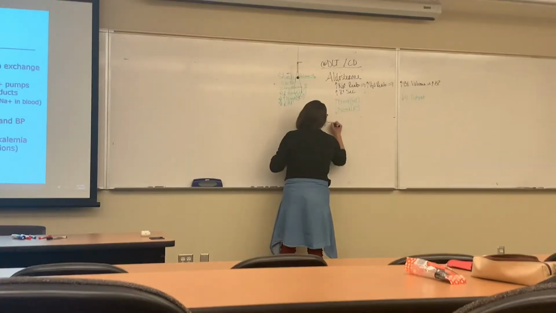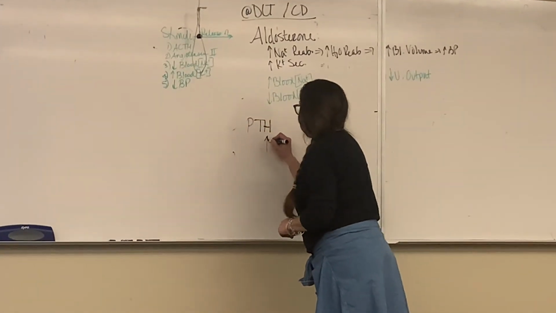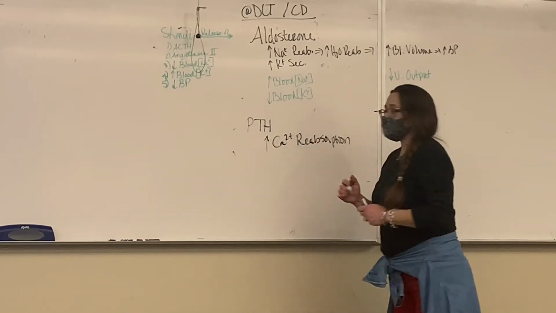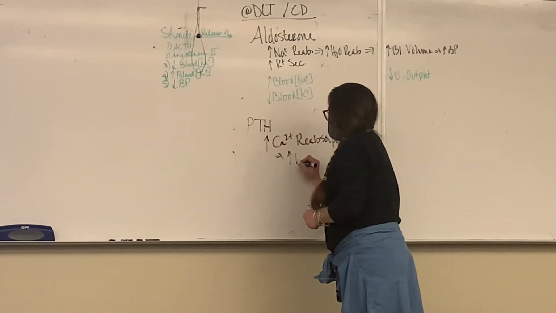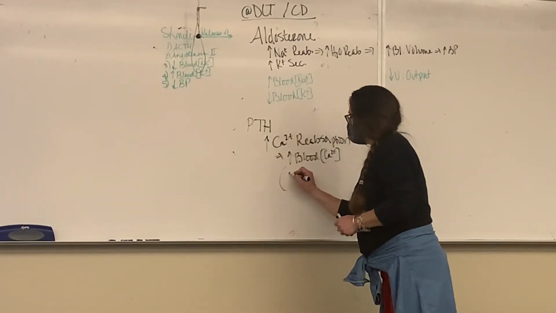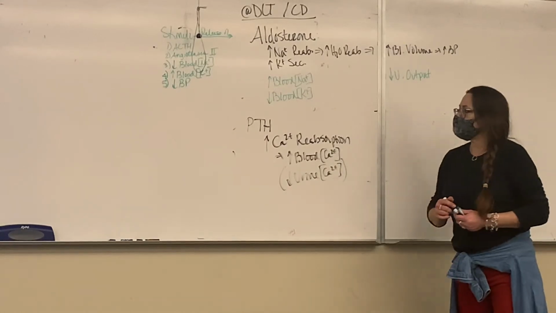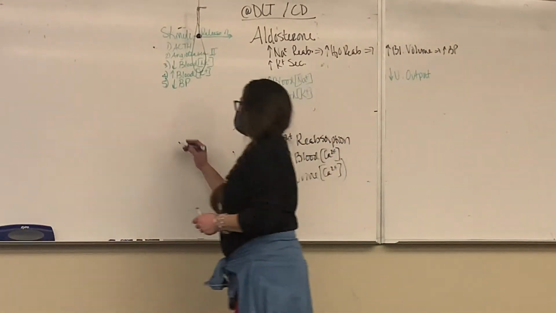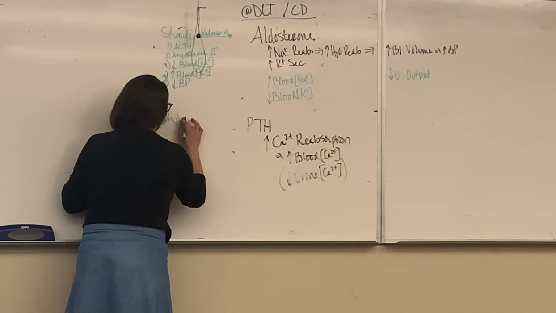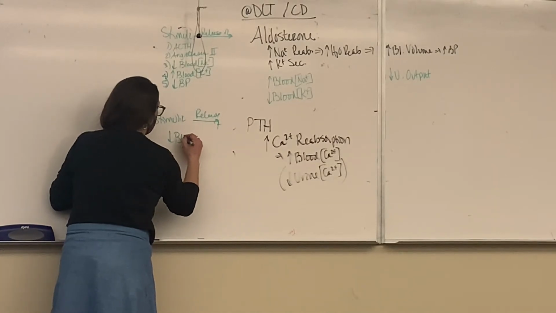PTH. PTH, we learned, comes from the parathyroid glands, and PTH's job is to increase calcium reabsorption. As we increase calcium reabsorption, that causes our blood calcium levels to come up. And as our blood calcium levels come up, that means our urine calcium levels are dropping. So knowing that that's the job of PTH, then we know that the stimulus that would cause it to be released would be when blood calcium levels are too low.